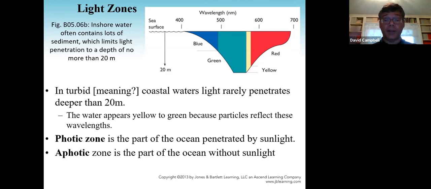Aphotic means without light. Now, if there's not enough light for photosynthesis, there still may be enough for sensitive eyes to see. You get a little bit of light, enough to potentially be able to see something if your eye is good enough, down to about 1,000 meters, 1 kilometer. Deeper than that, basically the only light is from bioluminescence, living things, and any light produced, say, from volcanism and other undersea processes.